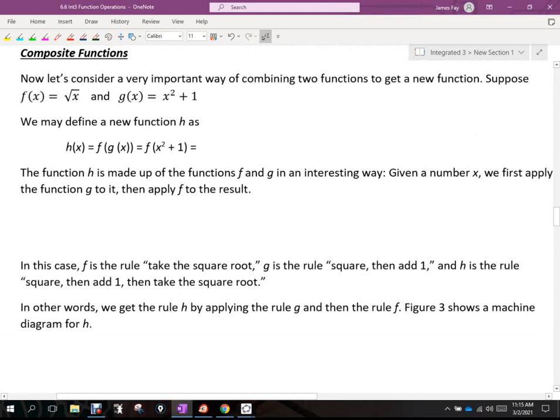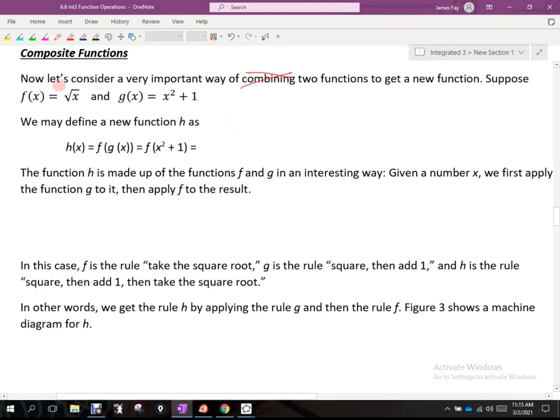Actually, this is fine. This should be okay. It says let's consider a very important way of combining 2 functions. I don't really like the word I put here, combining, but this is really what we're doing. Combining should elicit the 4 operations, but composition is not an operation. It's not adding, subtracting, multiplying, or dividing. People think it's multiplication. It is 100% not multiplication.